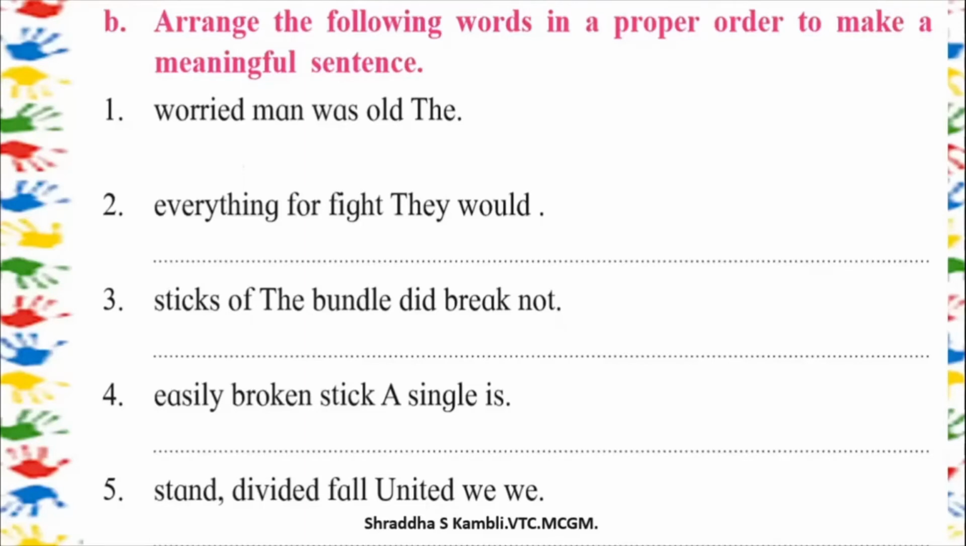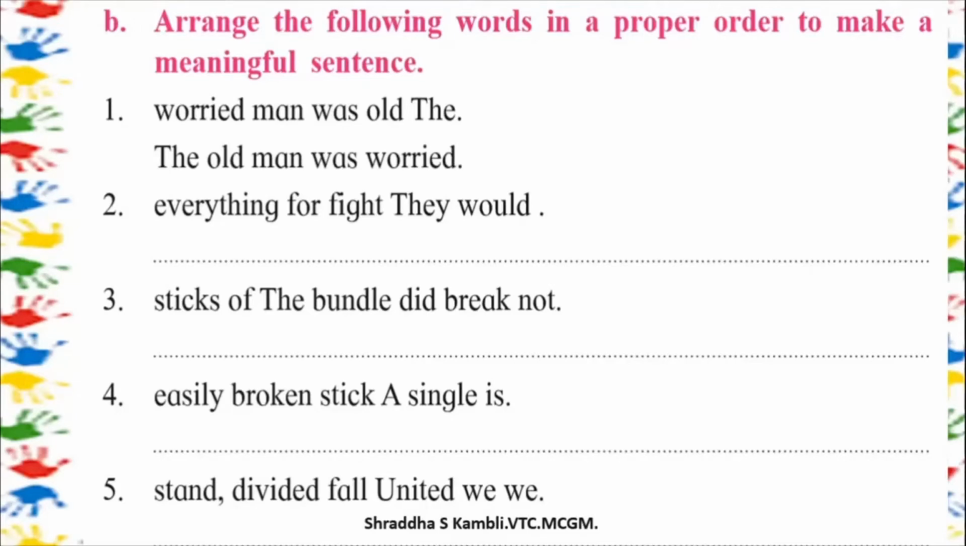So the first sentence is, worried man was old the. Now in this sentence children, always when you start writing a sentence, the first word will start with a capital letter. Now here worried is small letters, man starts with small m, was starts with small w, old starts with small o, the starts with a capital T. So let us put the first over here. So the, who was worried? Old man was worried, and the full stop.